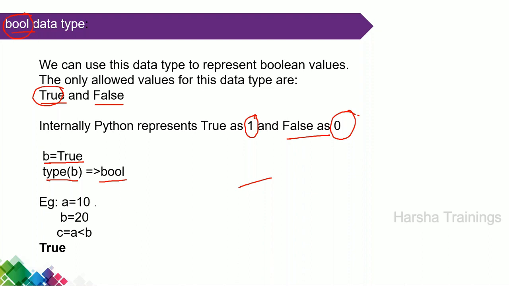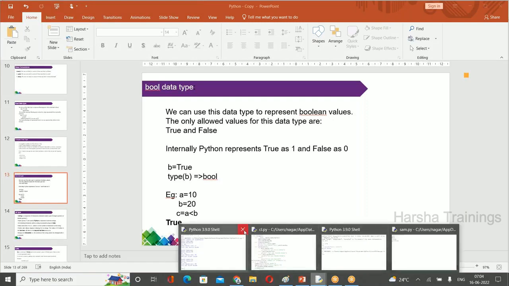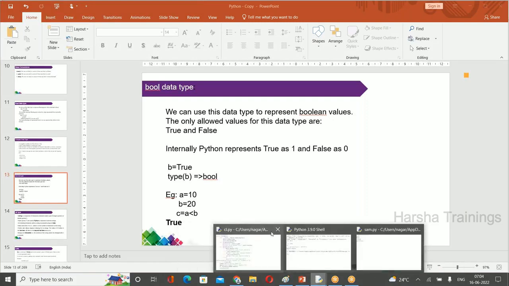Consider this example. A is equal to 10, B is equal to 20. Here my condition is A less than B. We are checking whether the A value is less than B or not. If A is less than B, the answer is true. Now C can store the value True. Now I will explain all these things first, and I will close all these things.